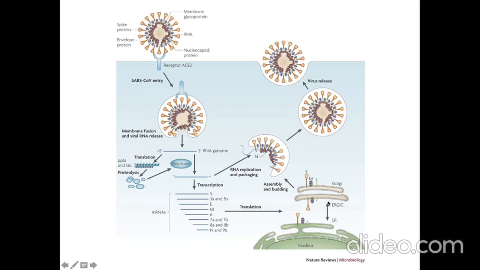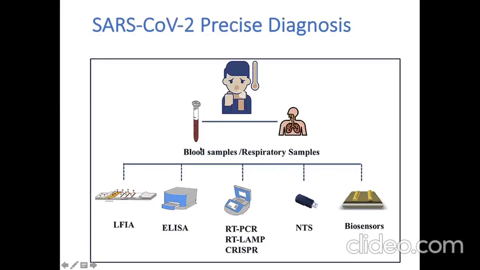These proteins then move towards the endoplasmic reticulum. There, the assembly occurs. The packaging occurs in the Golgi bodies. Then the vesicles bud off from the Golgi bodies and move towards the cell membrane, where the viral particle is released into the space of the cells, and then it is available to attack other cells. So now coming to the actual topic, the diagnosis of SARS-CoV-2.